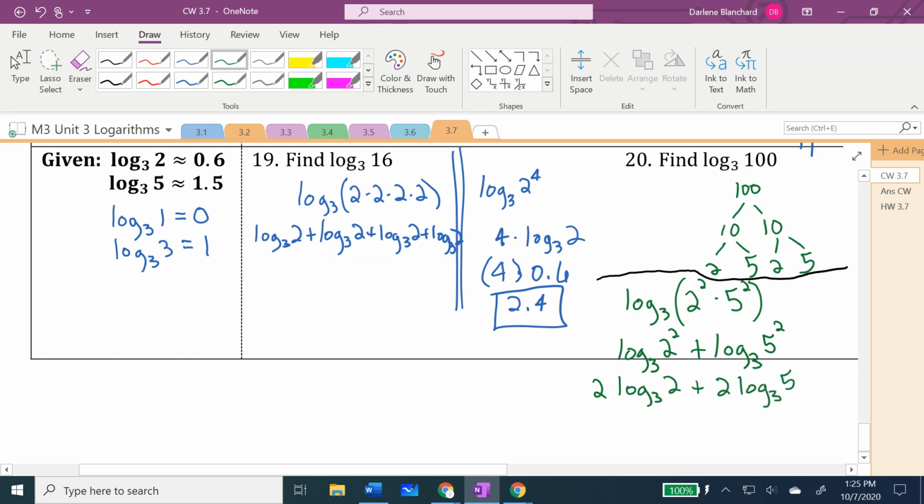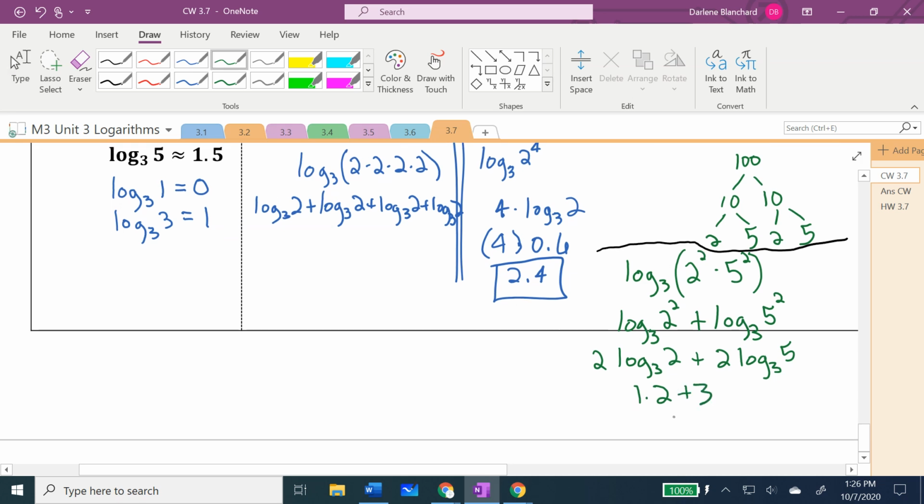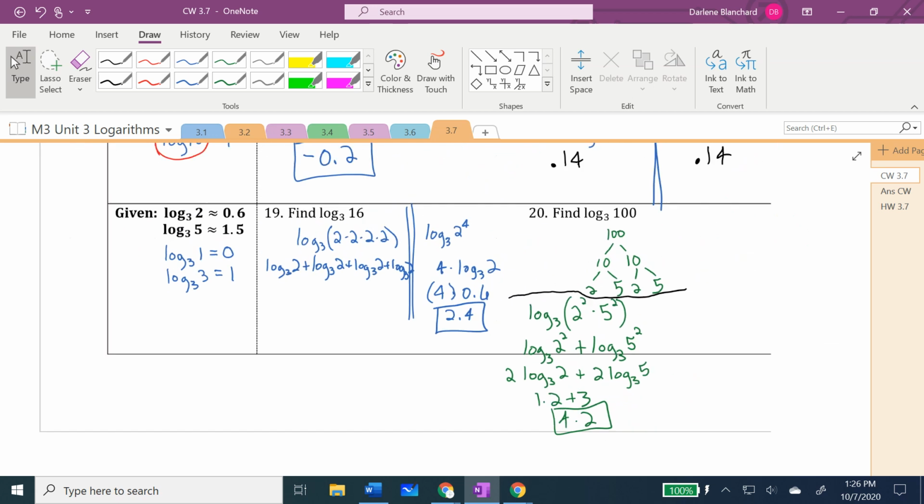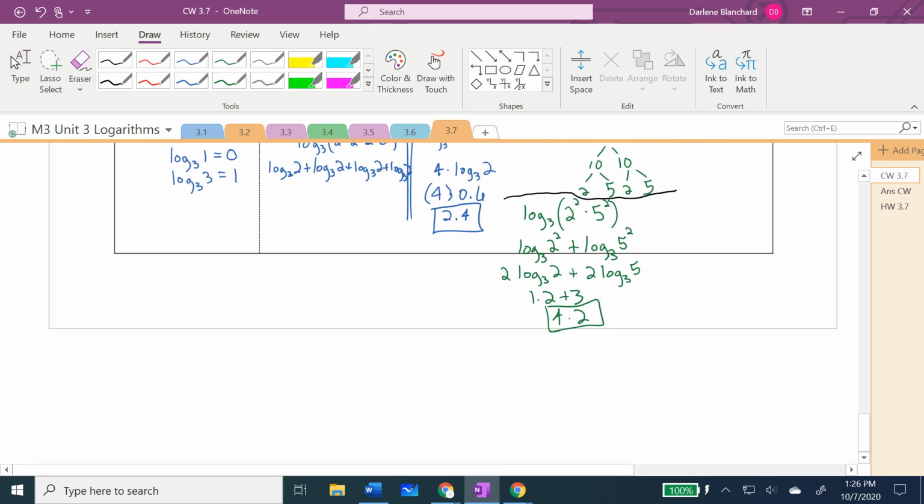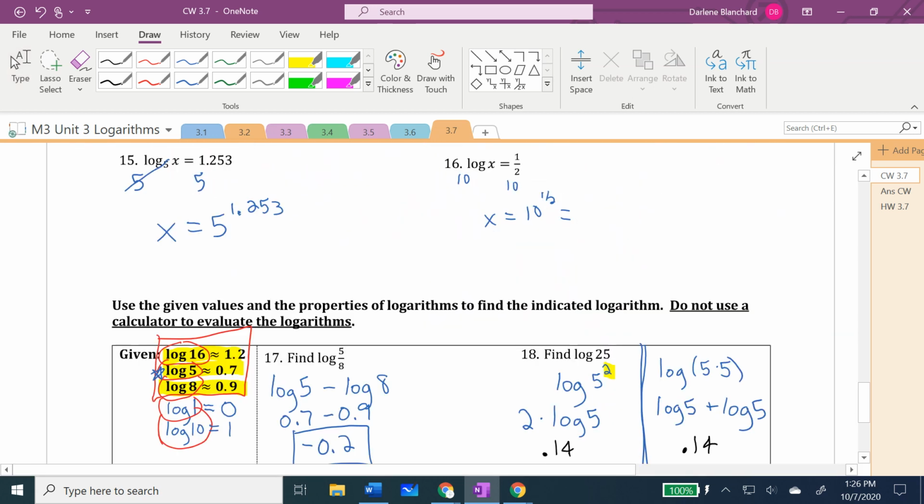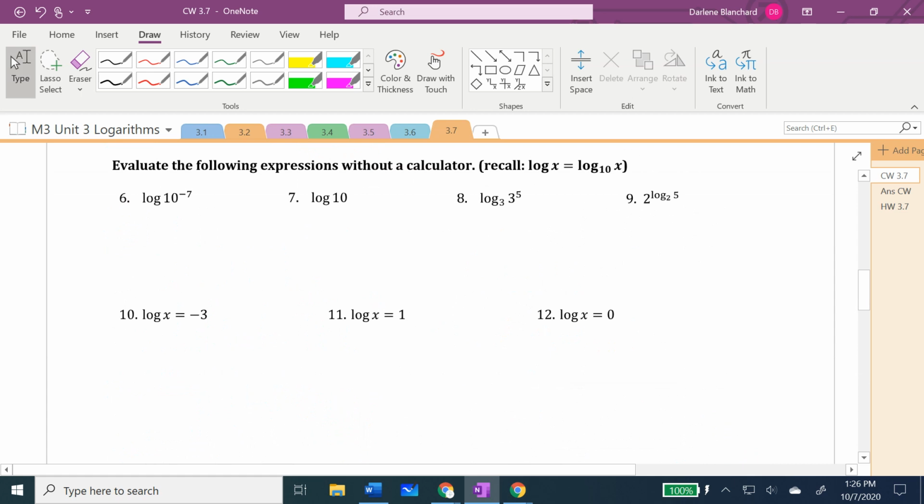And so then you can use 2 times 0.6 is 1.2, and the other one is 3. And there you go. At this point, I've actually gone over the things that are new today, but I can go back and go over.